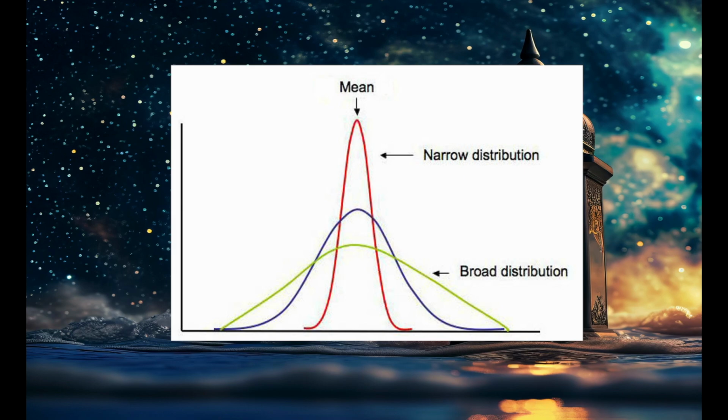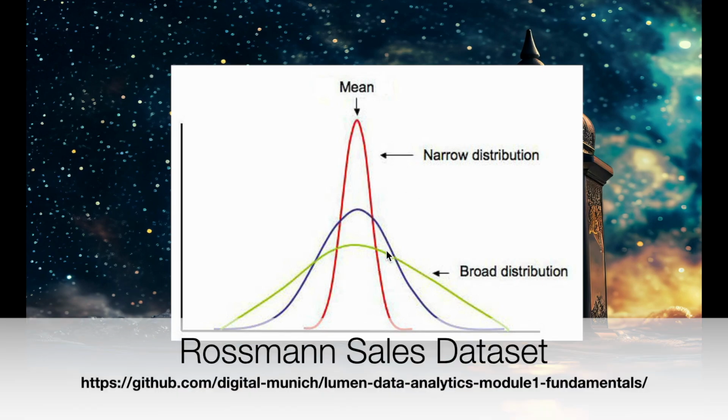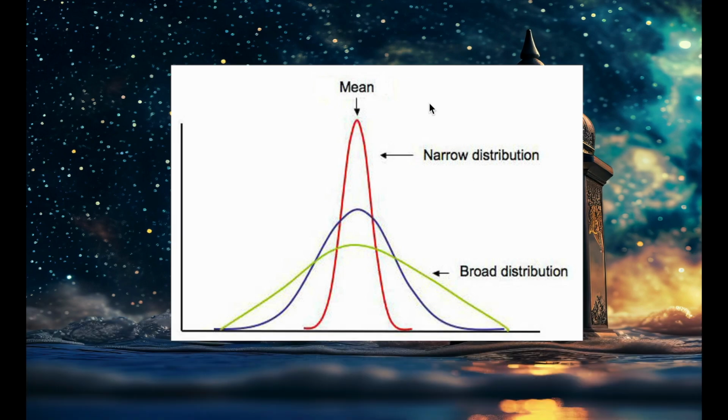As you can see in the figure, there are three graphs. They can correspond to three different stores in our Rossmann dataset example. Each of them has the same mean, but they have different distributions or spreads. The one here at the top has a narrow distribution. These two at the bottom have a broad distribution.